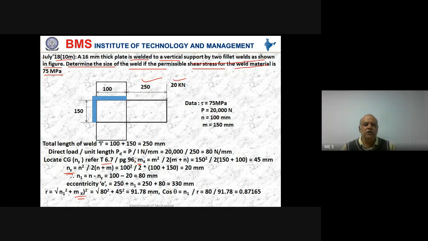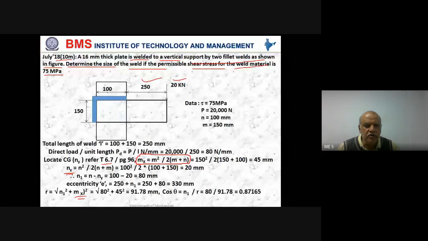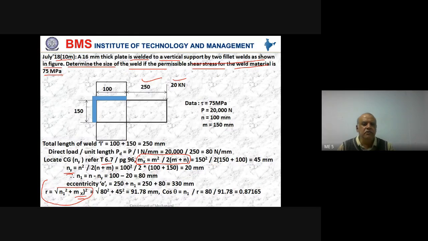So take this problem, calculate, and if you have any doubt, just follow the procedure. I told you what is the difference from the previous problem. Here it is MX that we need to find out. That value is what we are going to take while calculating the radius of the weld, or here the value of R. In the previous case it was M by 2, but in this case it's not going to be M by 2 because it's not a symmetrical weld. Got it? So please solve the problem.